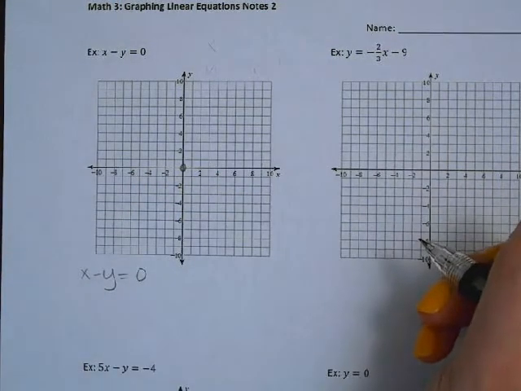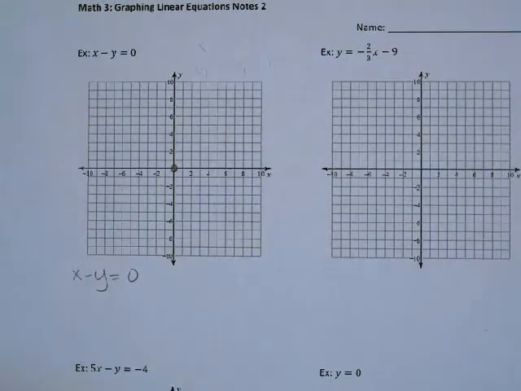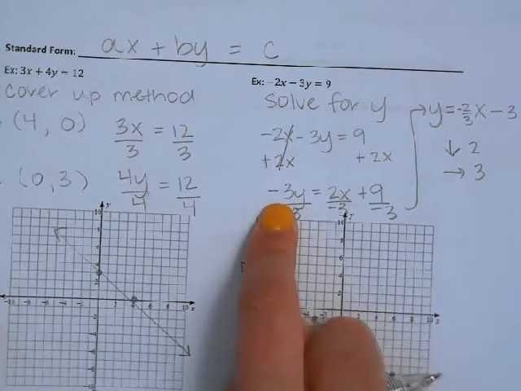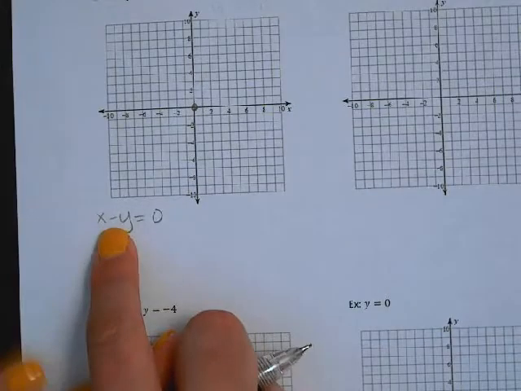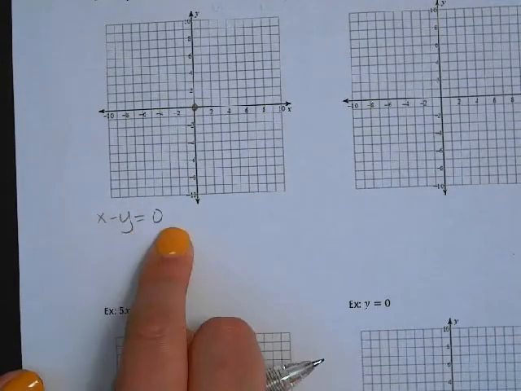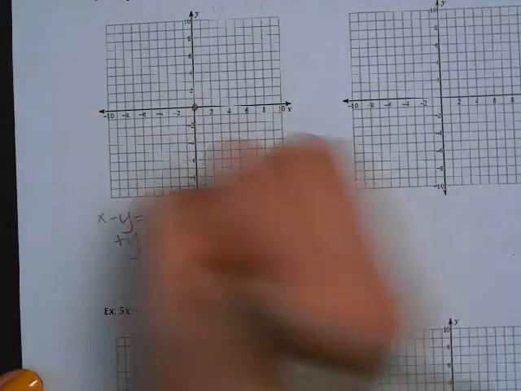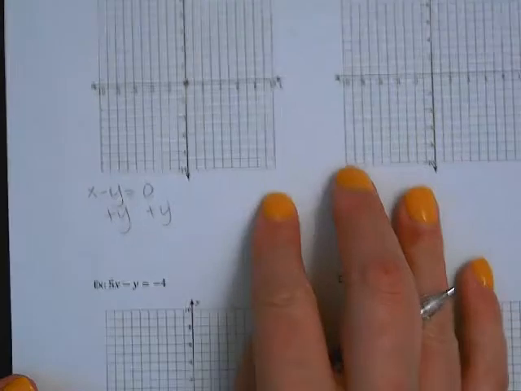Now, I could do the same process I did on the other notes. I could move the x to the other side and then get y alone. But it's actually a little bit easier with the way that it's written to just take the y and add it to the other side. So I'm going to go ahead and do that because that's going to make the y alone. It's just going to be written a little bit backwards.